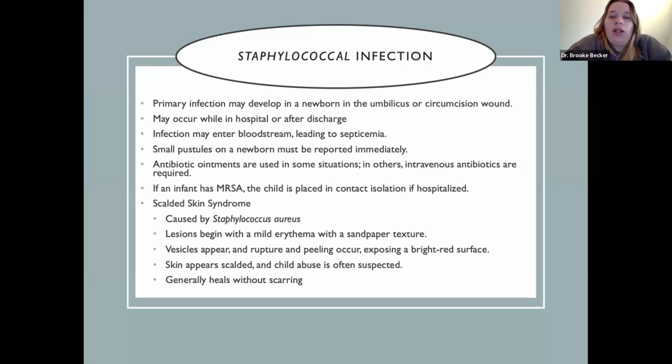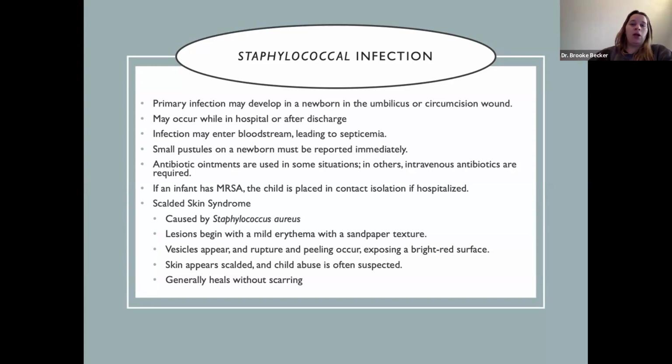Antibiotic ointments are usually what's used if it's just a superficial skin infection of staph, but if there's concern of septicemia, then these kids will be on IV antibiotics. Okay. If they're tested and they have MRSA, methicillin resistant Staph aureus, then those kids will always be in contact isolation anytime they're hospitalized until they test again and it's negative for MRSA. And that's purely because you don't want to be spreading MRSA to everyone else in the hospital.